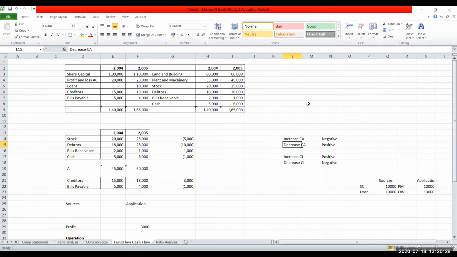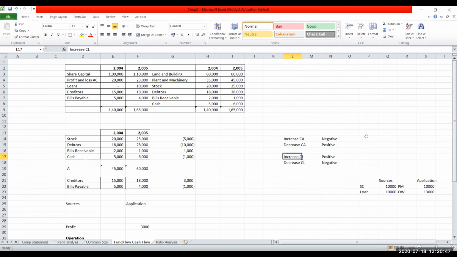And the next one, decrease in the current assets. Bills receivable last year is 2,000. This year it is 1,000. That means we already collected 1,000 from the customer. So that's a good sign actually. That's a positive one. So this is a golden rule actually for cash flow and fund flow.